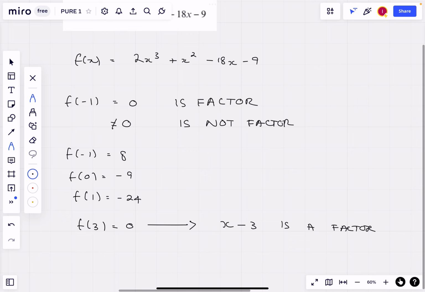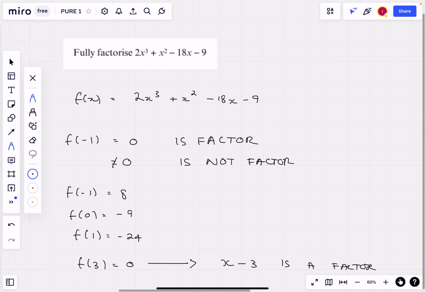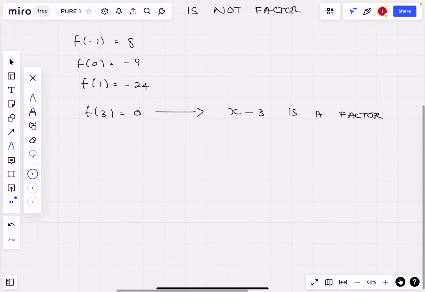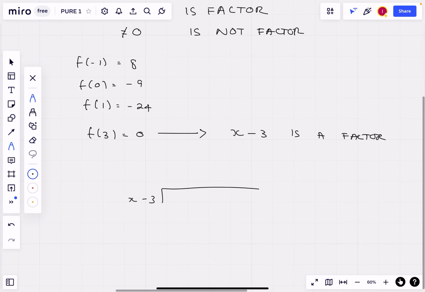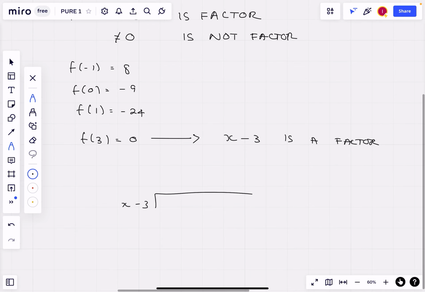Does that make sense? x minus 3 is a factor of your function. The question is asking us to fully factorize. So, take x minus 3 and use that to divide 2x cubed plus x squared minus 18x minus 9. Can you try that for me, please?